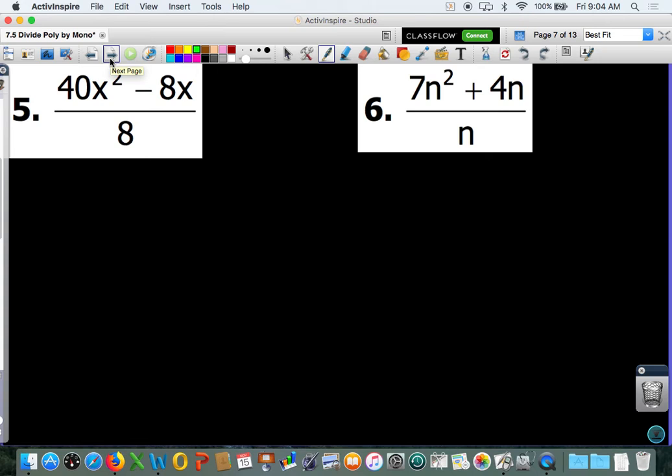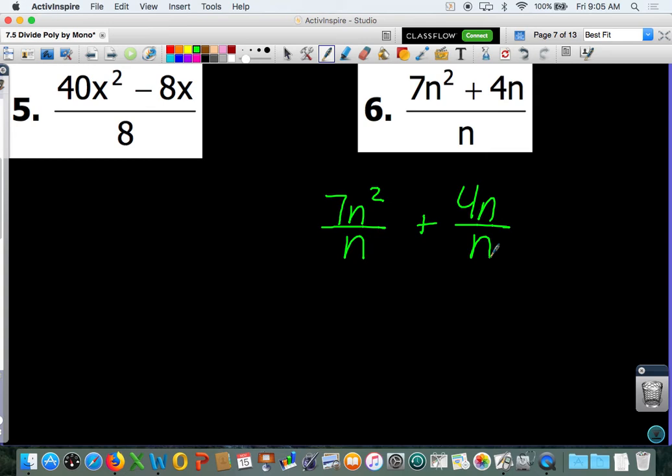Number 6. Number 6 is a little bit different. Here we have a variable in my denominator. Still going to work it the same way. Still going to split it into multiple fractions. So 7n squared divided by n plus 4n divided by n.